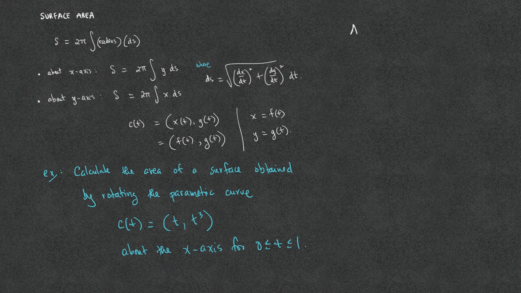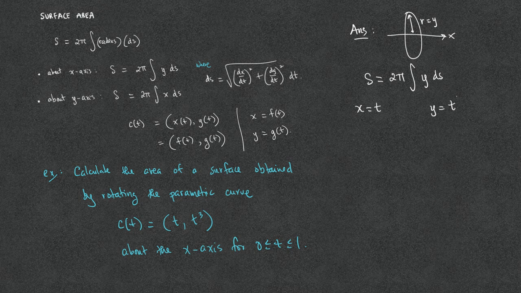Since the curve is rotated about the x-axis, the radius is the vertical distance y. Thus, the surface area is 2 pi times the integral of y ds. We were given x equals t and y equals t cubed. dx/dt is 1. dy/dt is 3t squared.